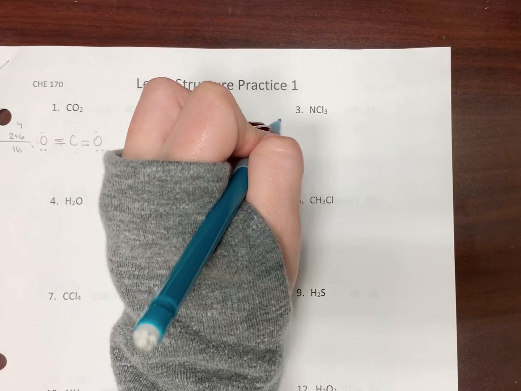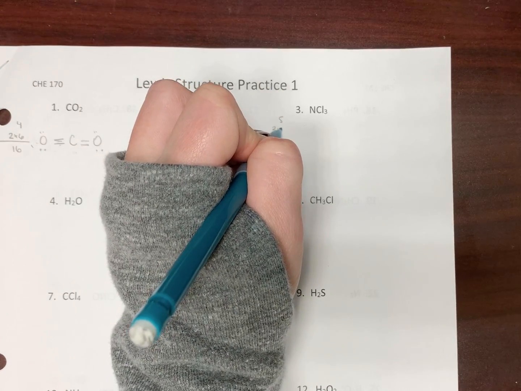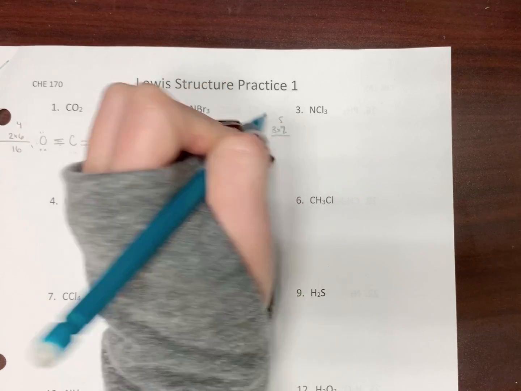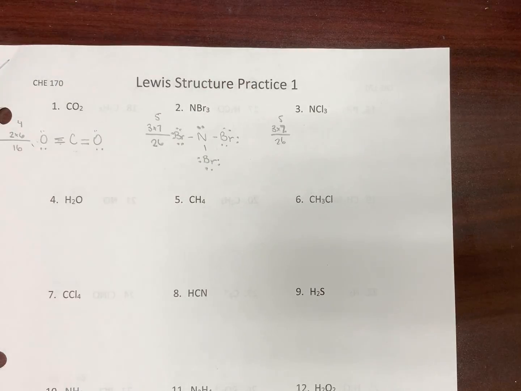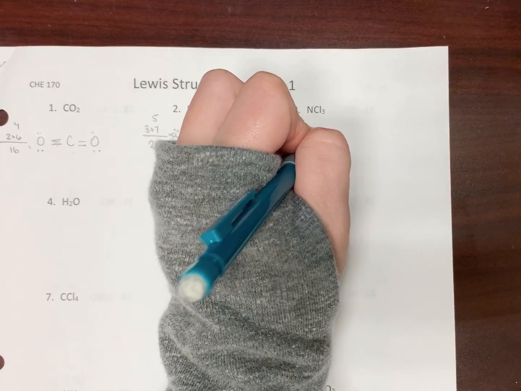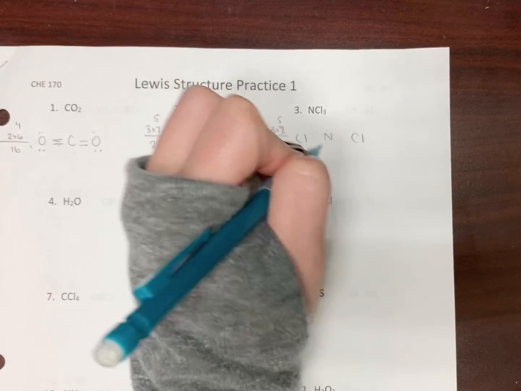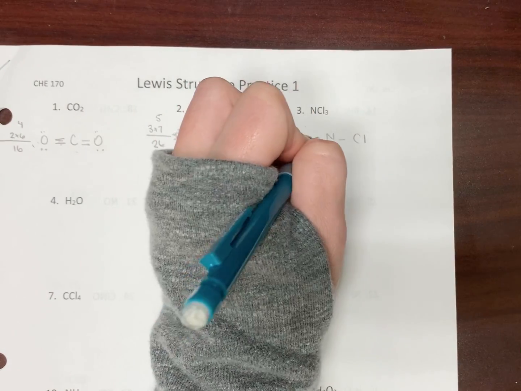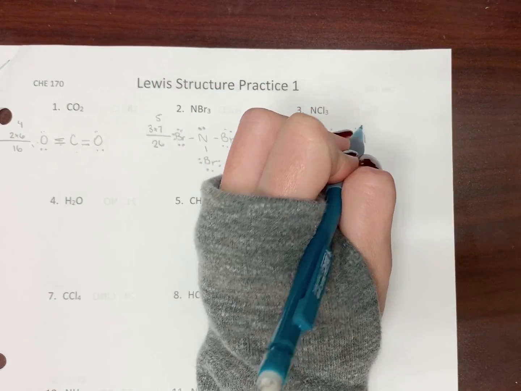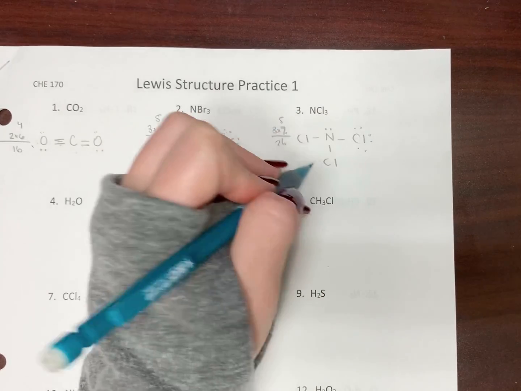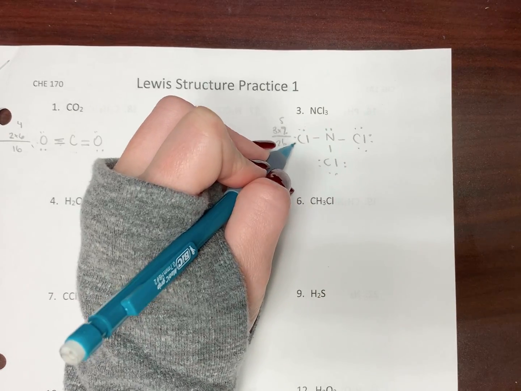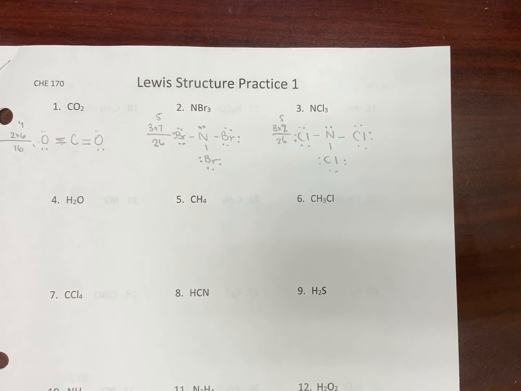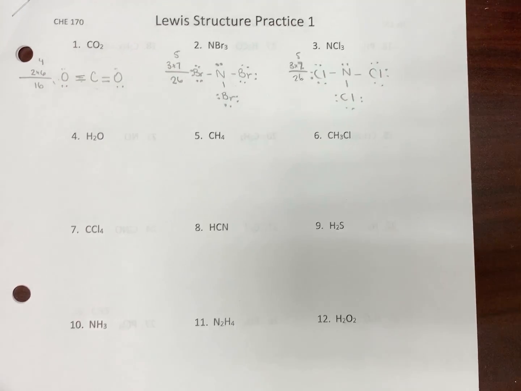NCl3. Nitrogen has 5. Oh, that's 7. So same thing, 26 electrons. Draw your structure. Again, how you draw or orient your molecules does not have to look like mine, but hopefully it will, or look similar. As long as you draw me a valid Lewis structure, it's going to be okay.